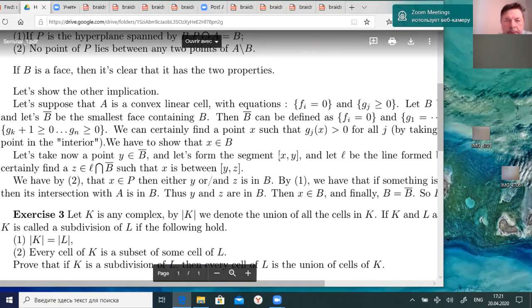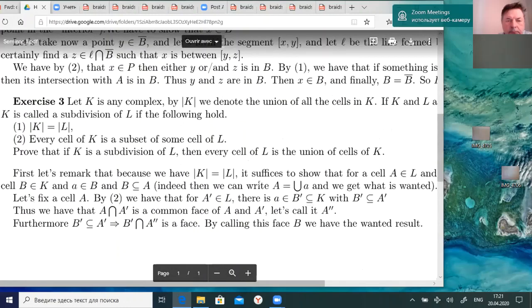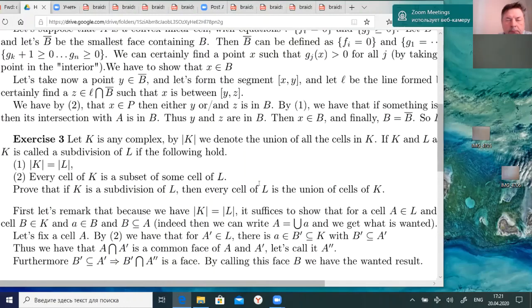Okay, so let's suppose, just for a picture, we take the tetrahedron, and let's suppose this is the face we are talking about. This is B here. So of course, if we take the span of this face, and the convex cell is all this tetrahedron, the span of this will intersect with A only here.